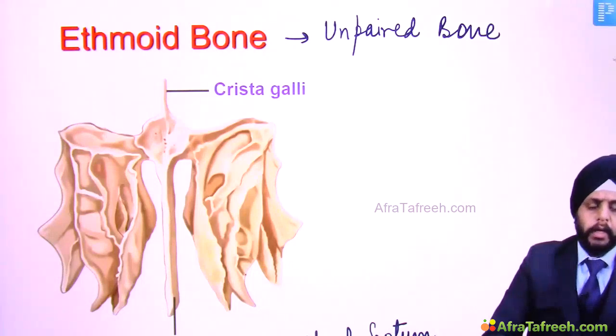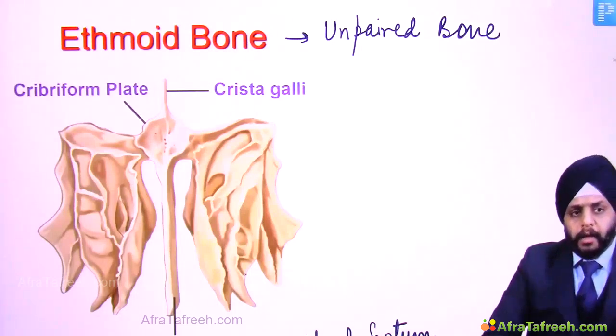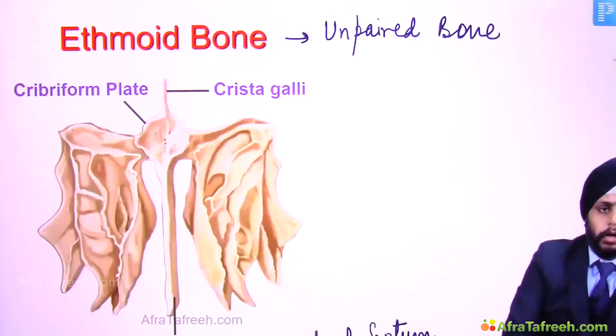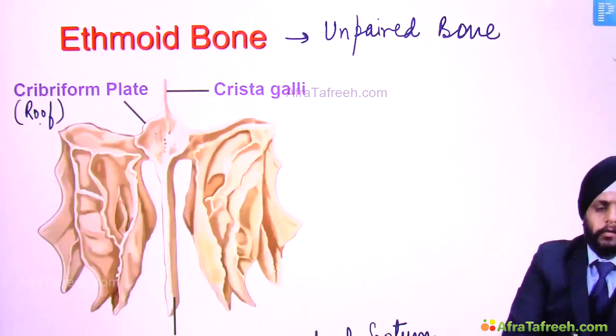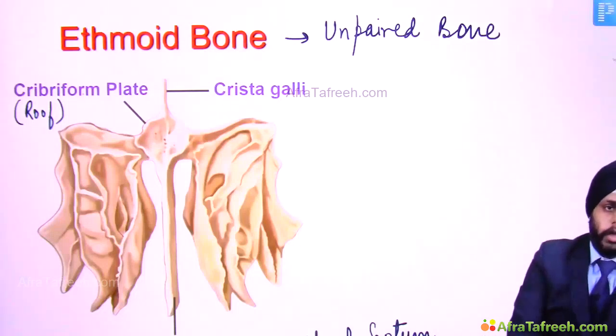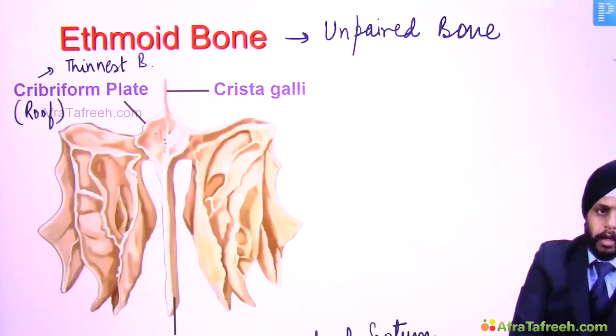All right, now on the sides of the crista galli, we have the cribriform plate of ethmoid bone that forms the roof of the nasal cavity. Remember, this forms the roof of the nasal cavity. Also, another important thing about the cribriform plate: this is the thinnest bone in the body.